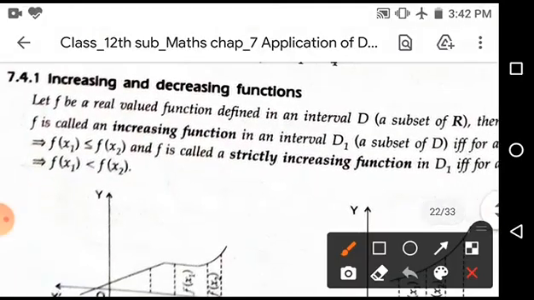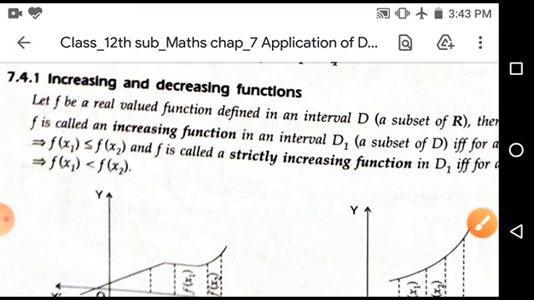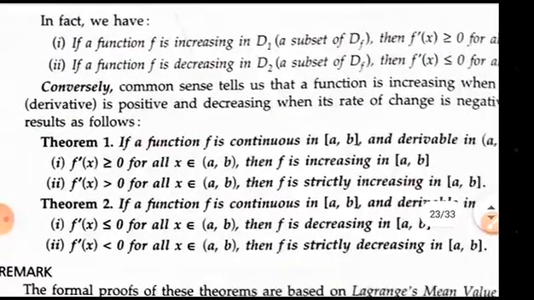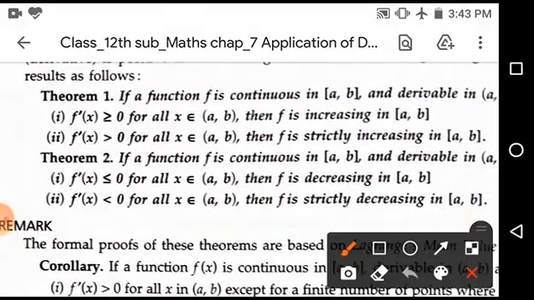Now students, we will discuss increasing and decreasing functions continued. Here we not only consider increasing or decreasing functions, but we also consider strictly increasing functions. So there is a difference between increasing and decreasing functions and strictly increasing functions. Now students, there are some conditions. Some theorems are given by which you can understand the concept of increasing and decreasing functions, with strictness.